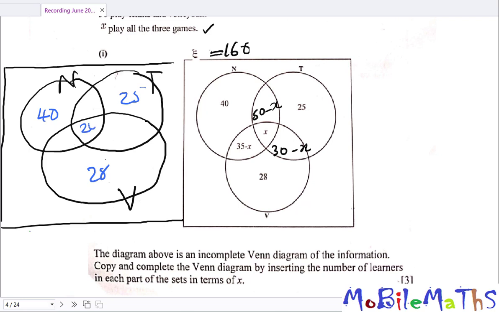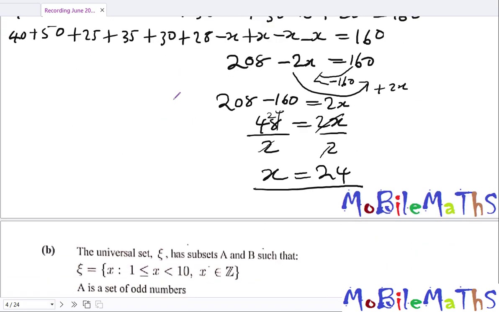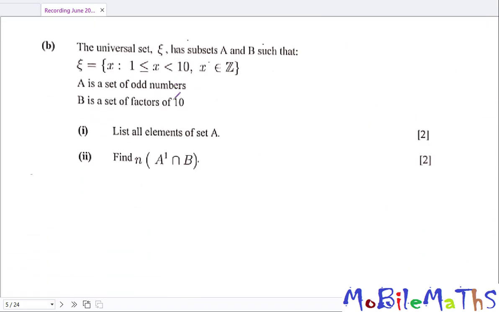For x, we have 24, then 35 minus 24 we get 11, then 30 minus 24, that's 6, and 50 minus 24, that's 26. So these are the players that we have on our Venn diagram. Okay, so that's it. If we were asked to draw it, let's move on to the next question.